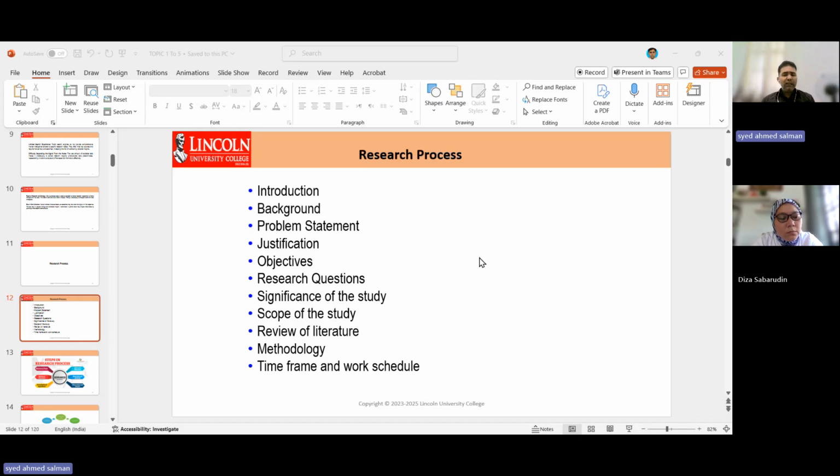If you do not understand the problem statement clearly, if you are not very clear what your problem statement is, then it is very difficult for you to develop the chapters. Please try to understand that one.